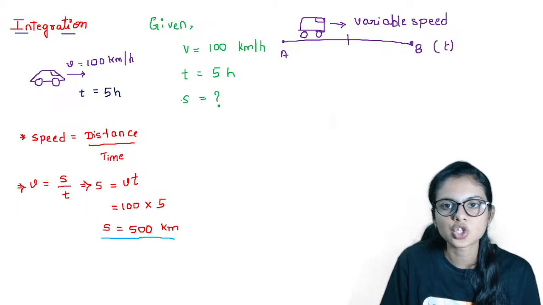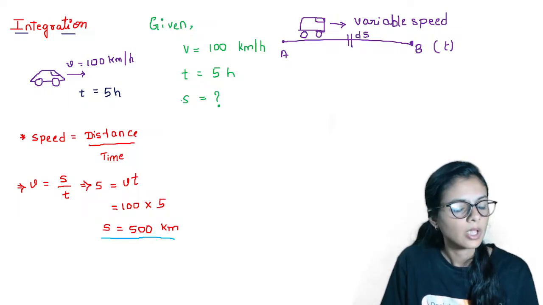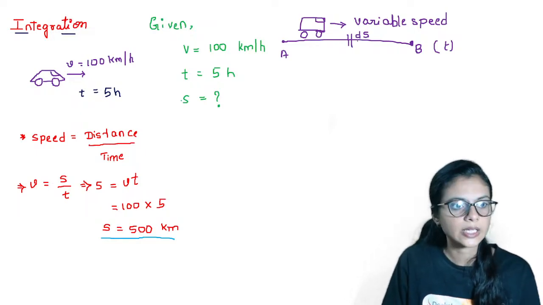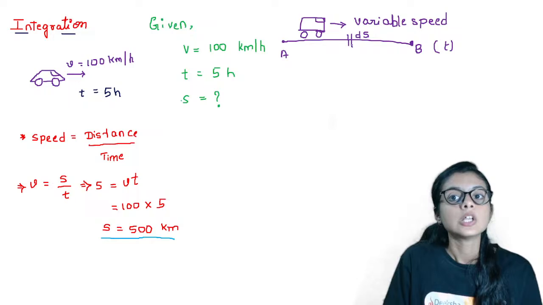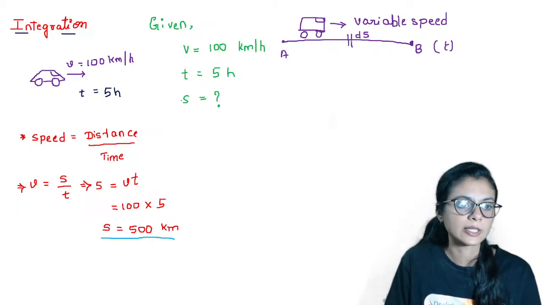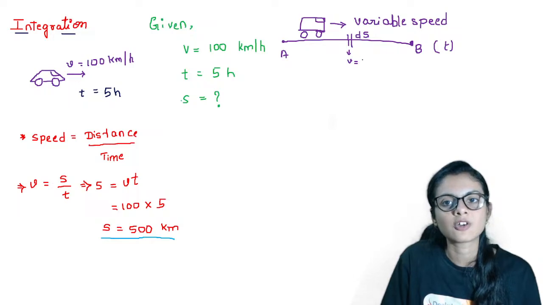If I consider a small distance here, let me call this small distance ds. So in this small distance, I will calculate, because in this small distance the v will be constant, the speed will be constant. Understanding what I'm telling here?